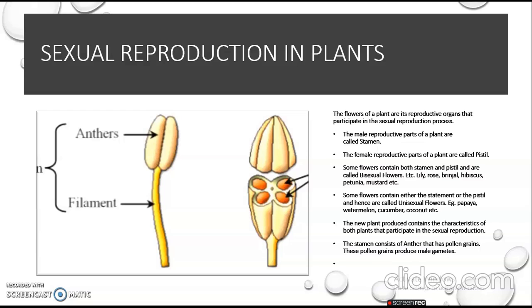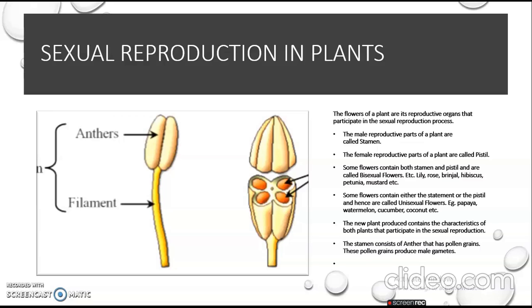And some flowers contain either the stamen or the pistil, hence they are called unisexual flowers. Examples: papaya, watermelon, cucumber, coconut, etc. The new plants produced contain the characteristics of both plants that participate in the sexual reproduction.